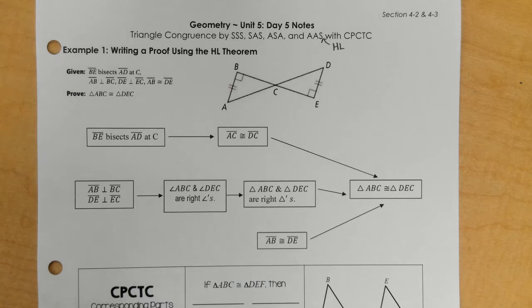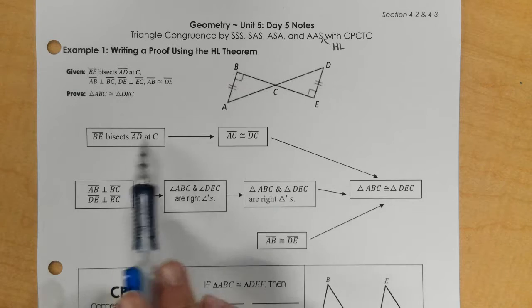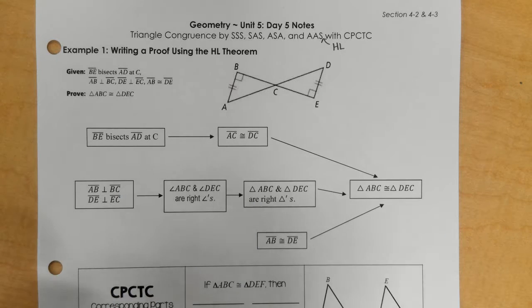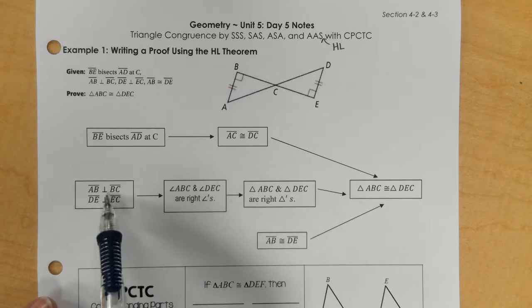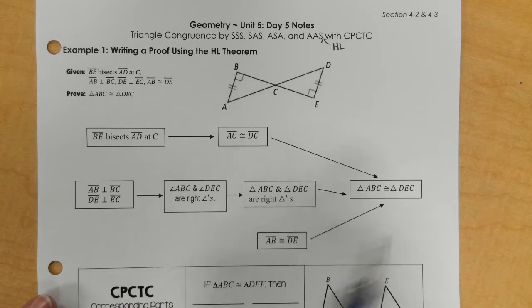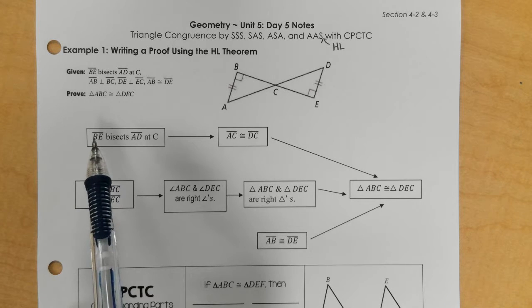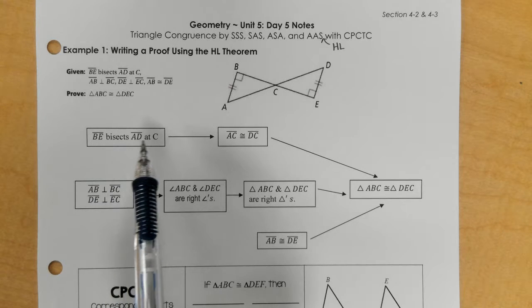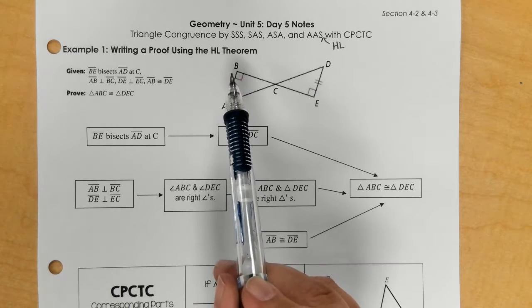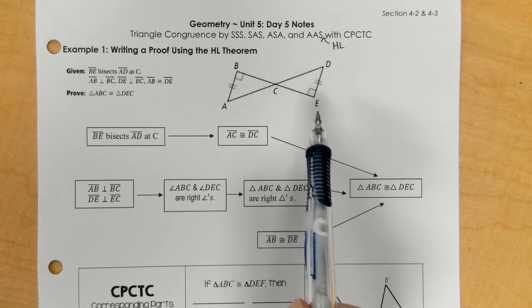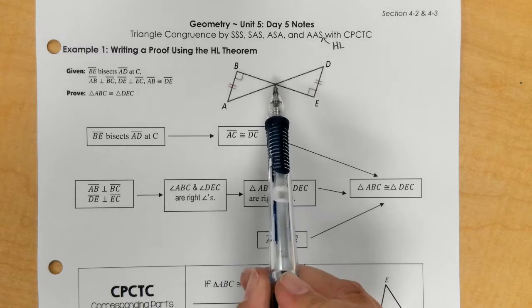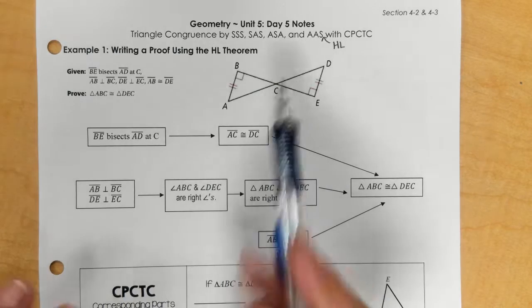So first and foremost, this one is going to be a flow proof. Example 1, I went ahead and gave you all the statements. We have to come up with all the reasons. Whenever the flow proof starts out, each one of these rows, it's something that's given to you. So like segment BE bisects segment AD at C. Well, that's given.